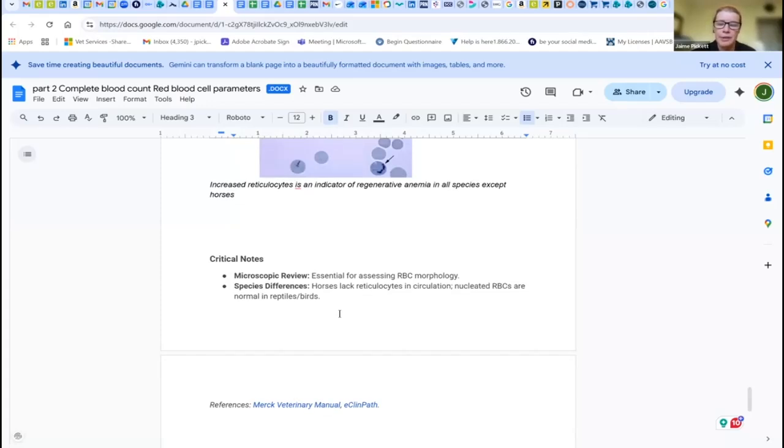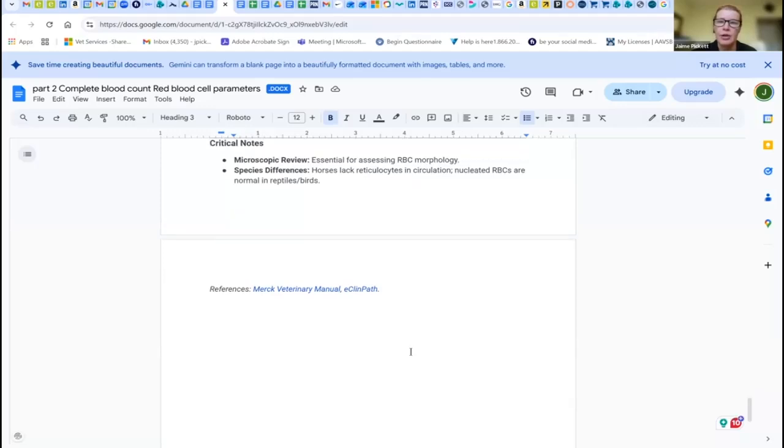Some final takeaways. When you interpret the red blood cell portion of a CBC, always combine the indices with the blood smear and clinical picture. Remember that blood smear, because your machines don't always, like anything else in clinical practice, do not rely on your machines. Red blood cell shape, regeneration status, and species differences can completely change your interpretation.